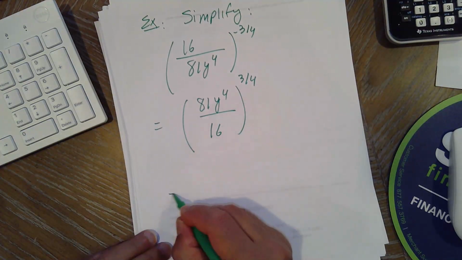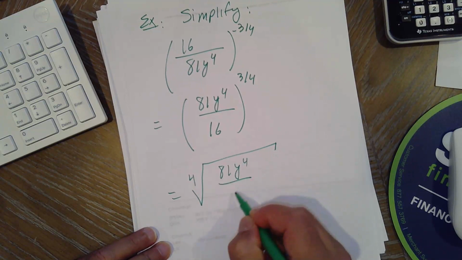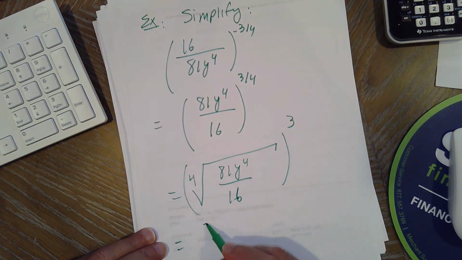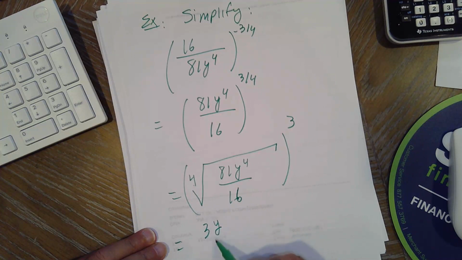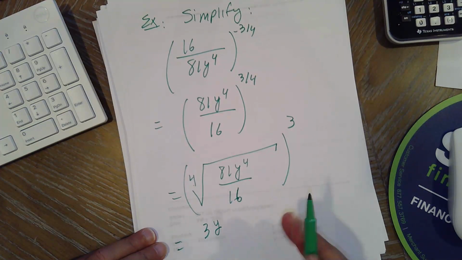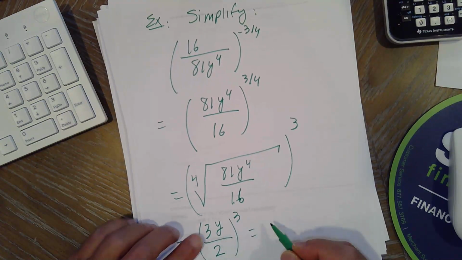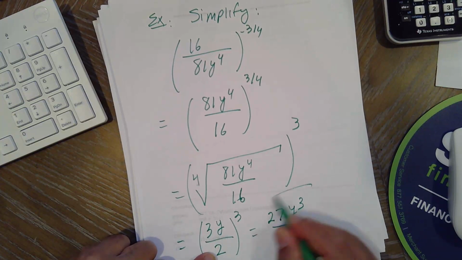And the fourth root is what the 4 is for, 81 y to the 4 over 16, cubed. 81 is going to be a 3 when you take the fourth root. y to the 4 is y. Again, no absolute value is needed because I'm telling you everything is positive. The fourth root of 16 is 2. When you cube everything, you're cubing the 3, 27, y cubed, and 2 cubed is 8.